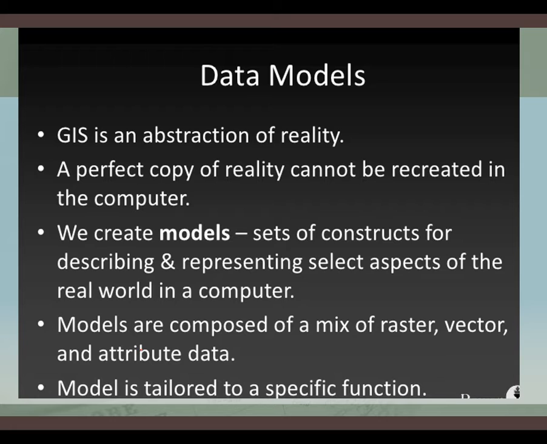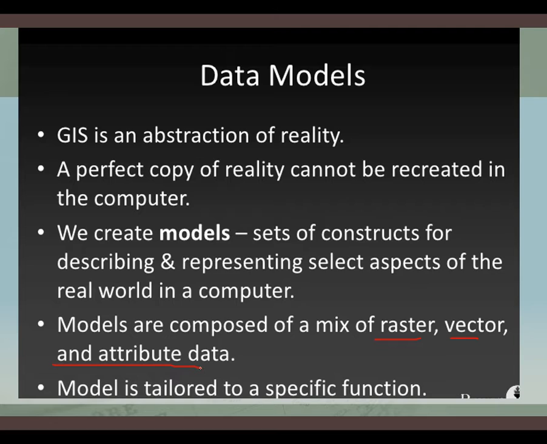We cannot represent everything. We create models, sets of constructs for describing and representing select aspects of the real world in a computer. We try to figure out what I want to do. What is my function here? So this model is answering this question: what do I need to represent in a road or in a city or in a country? I cannot just draw every single thing there. So models are composed of a mix of raster, vector, and attribute data. We're going to be doing a lot of these. Raster, we talked about briefly last week, but we're going to do detail next week. Also vector today, and we connect with another thing we're going to talk about today, and we did in our lab, attribute data, which are non-spatial data that are connected to our spatial data.